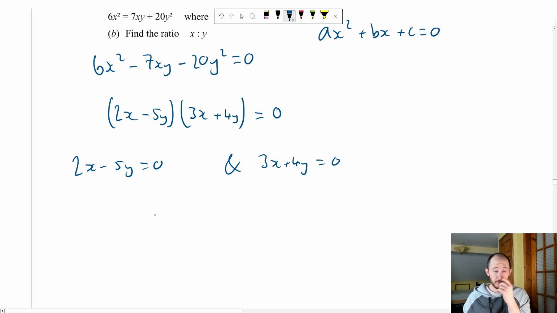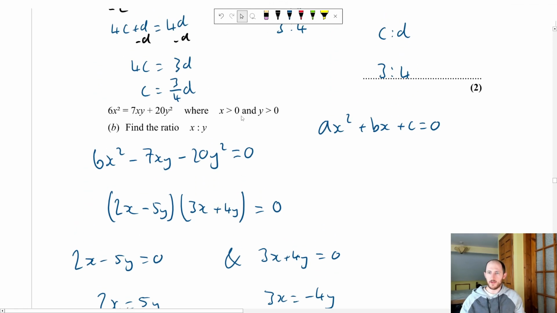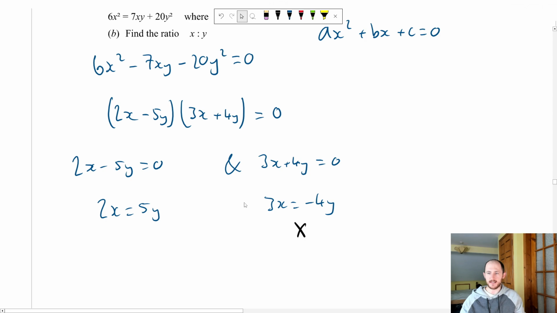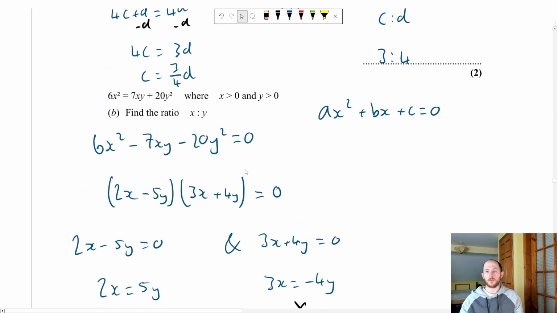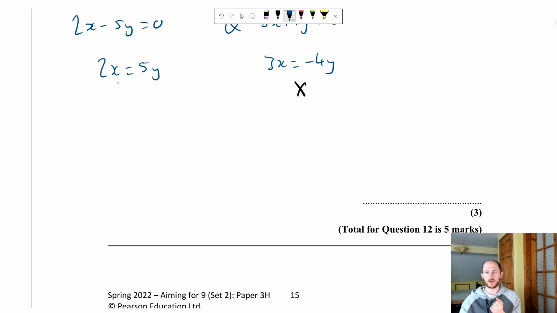So let's move the 5y over, and then we have 3x. Okay, so this solution over here doesn't work, because remember, it said that x and y are both bigger than 0, but here we have a negative value. So these two have opposite signs to each other. So we can say y is negative or x is negative, doesn't matter. One of them is going to be negative, and because our condition is that they're both positive, it doesn't work. So we're actually looking at this one over here.